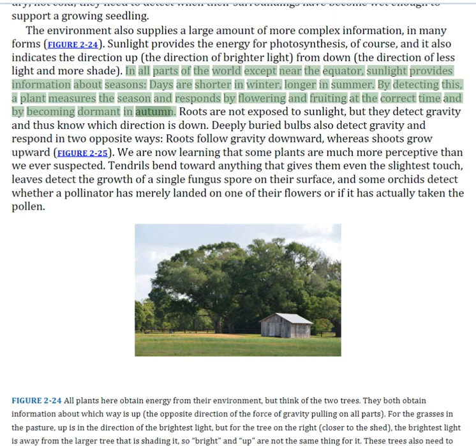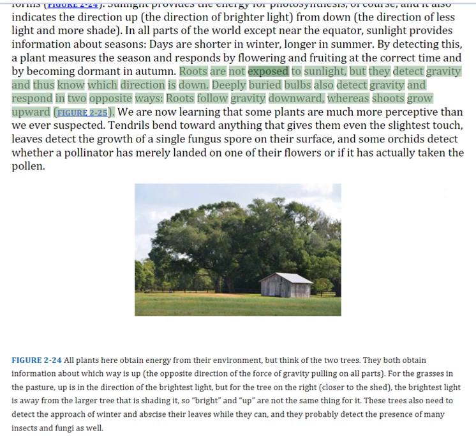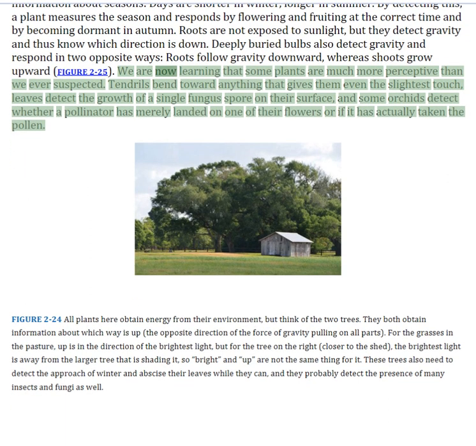becoming dormant in autumn. Roots are not exposed to sunlight, but they detect gravity and thus know which direction is down. Deeply buried bulbs also detect gravity and respond in two opposite ways. Roots follow gravity downward, whereas shoots grow upward. We are now learning that some plants are much more perceptive than we ever suspected.